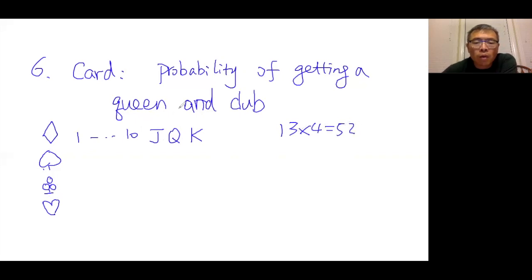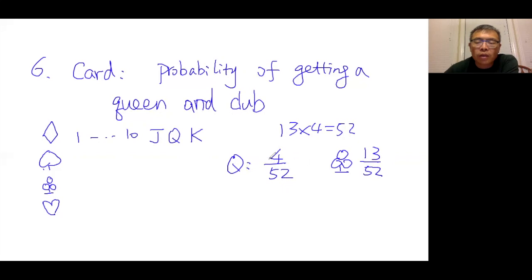Now what is the probability of getting a queen out of these 52 cards? Certainly for each suit, we have 1 queen, so we have 4 queens out of 52. So the probability of getting a queen is simply 4 divided by 52. Now, what is the probability of getting a club? To get a club, you have 13 possible ways out of the 52, so you have 13 divided by 52.